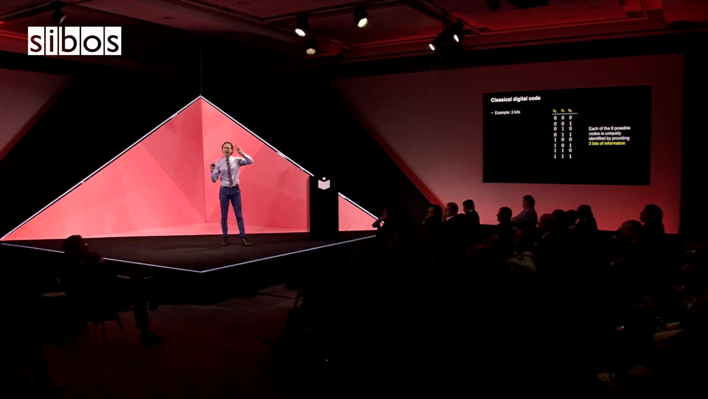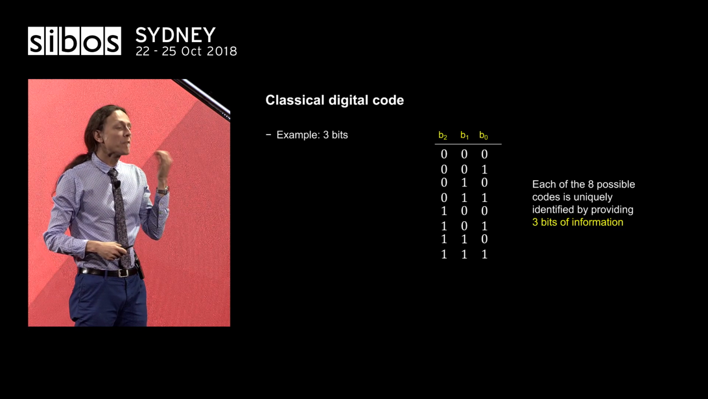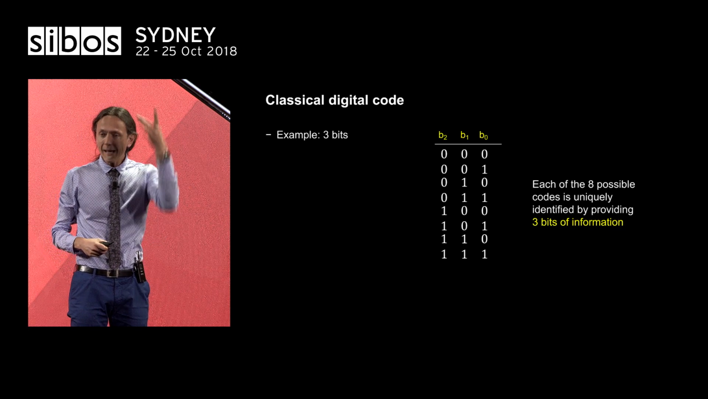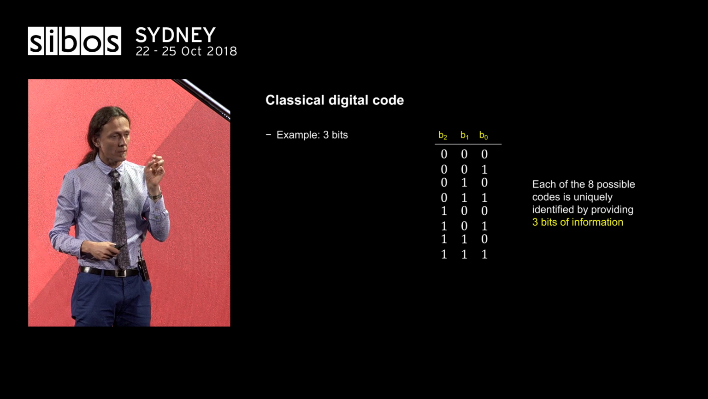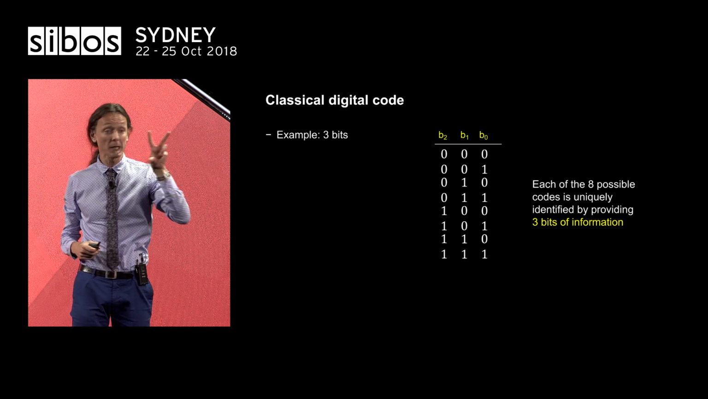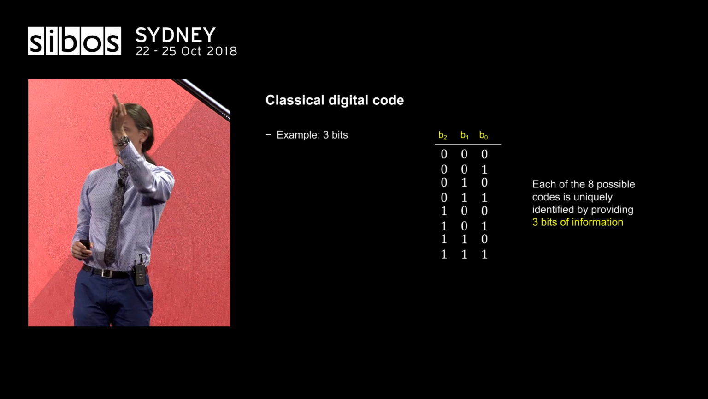So let's say you have 3 classical bits. Okay, this is a classical case. With 3 bits, you can write 8 numbers, 000, 001, all the way down to 111. Okay? 8 numbers, 3 bits. In terms of information, yes, you have 8 choices, but all the information in there is 3 bits of information. I need to give you the first bit, the second bit, and the third bit, 3 bits.